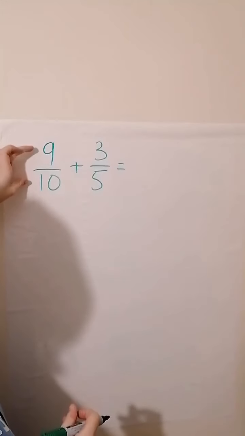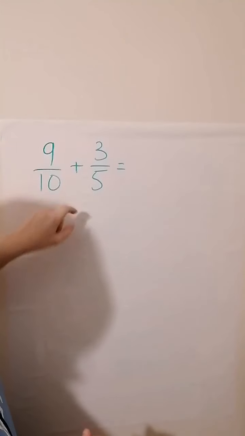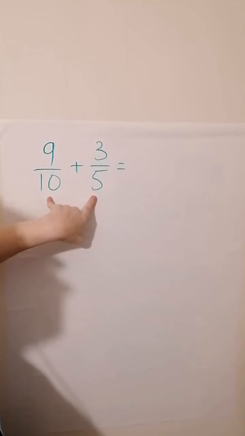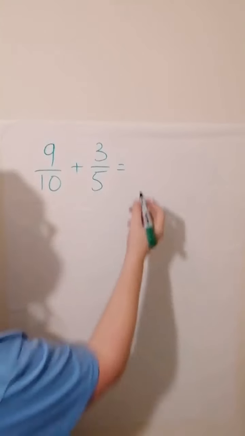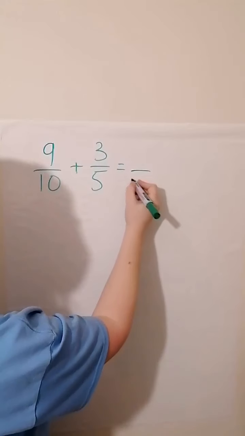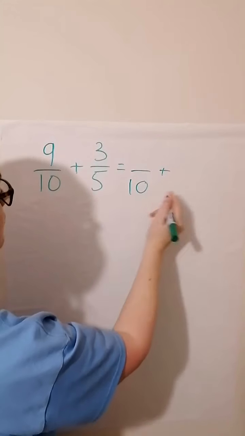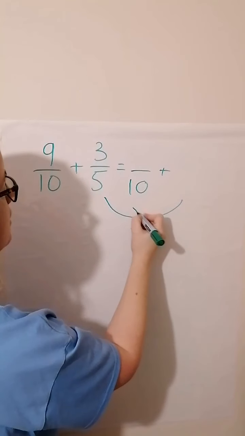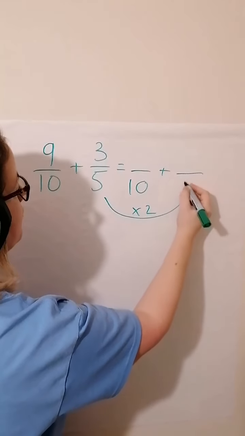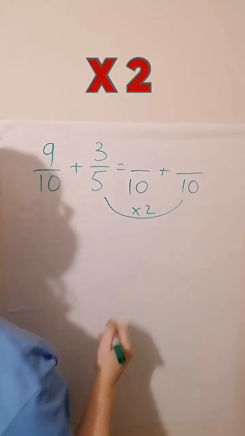Next fraction addition sentence we have is 9/10 plus 3/5. And again, we can see we need to convert the denominators. So we're using 10 because it's the largest denominator. We need to convert the 5 to 10 if we can. So we know that 5 multiplied by what, children? Correct, 2 again. 5 multiplied by 2 becomes 10.